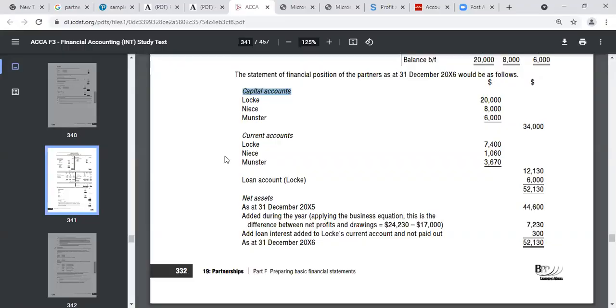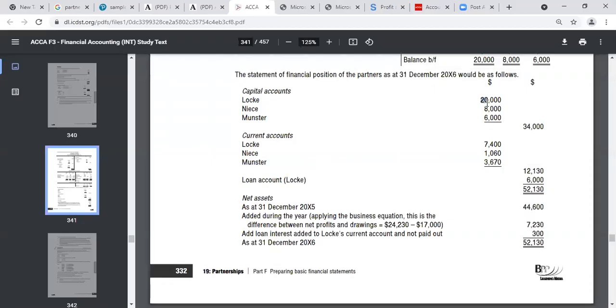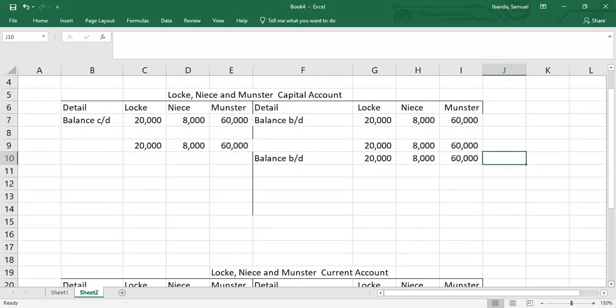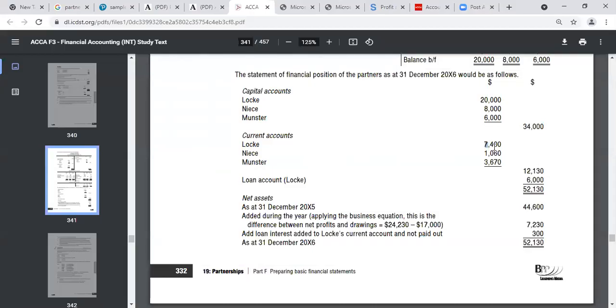Remember, the capital accounts remained 28 and 60. The same way they have remained is the same way you'd bring them here and get your value. Your current account has now changed, and these values, the 7,400, you'll be able to see right here. Down here we have 7,400, 1060, 3670. So these are your new current account balances, and you'll be able to include them right there.